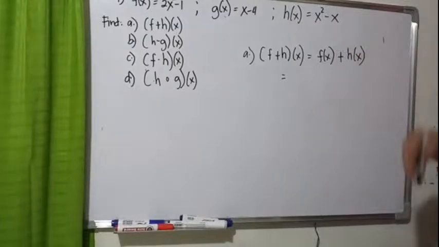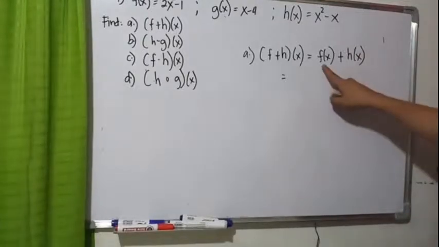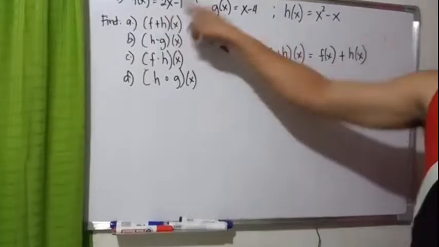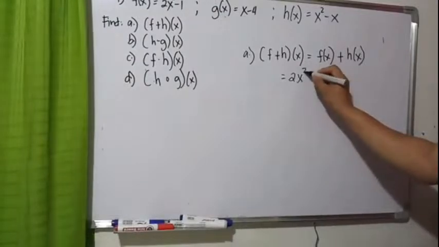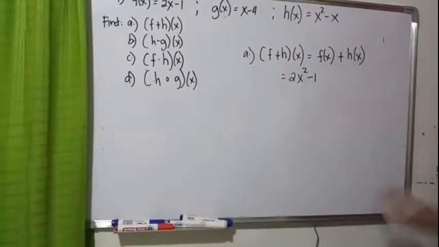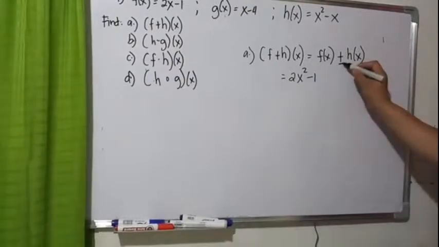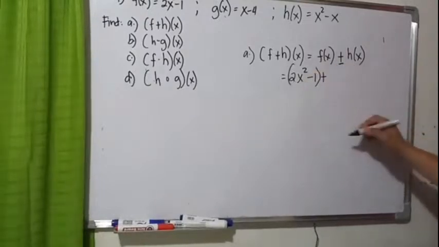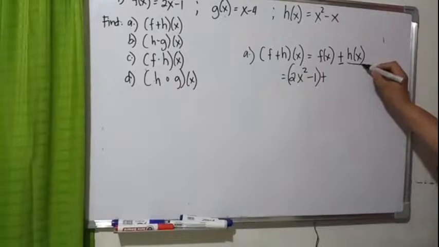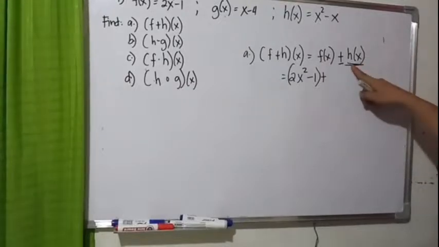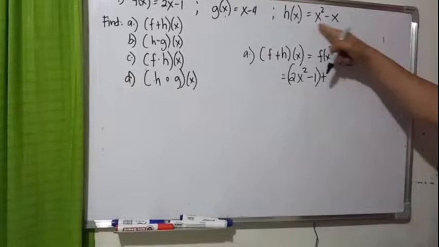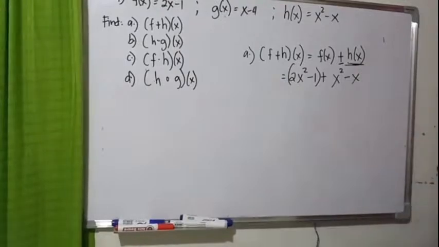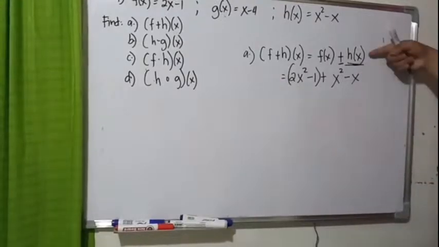Step by step natin ito para makuha talaga. So ang value ng f of x, yan ang given, 2x squared minus 1. So isulat lang natin yan, 2x squared minus 1 plus, ito, sum, plus the value of h of x. Ano yung given value ng h of x? That is x squared minus x. So that is the value of h of x.